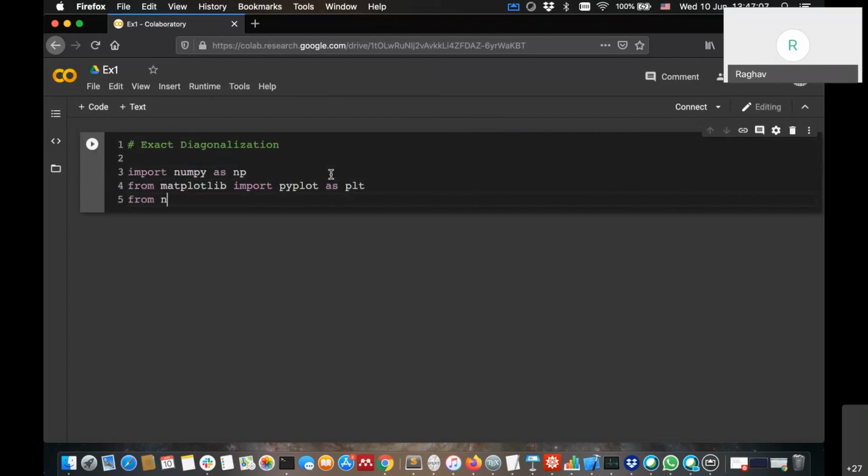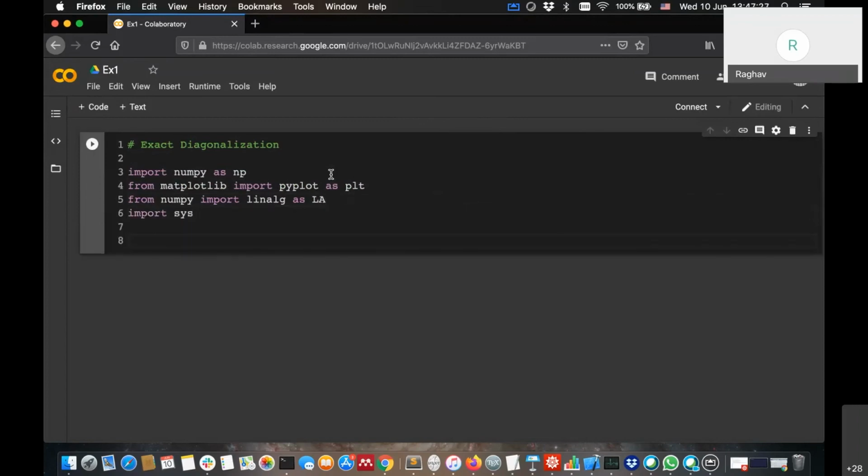So we want to plot, for example, the ground state energy after exact diagonalization. So we are importing matplotlib. We might need some linear algebra, so we'll also import that just to be complete. And I like to import sys because it tells me about some error messages and will exit the code if certain conditions are not satisfied. Okay, so this is the basic framework.